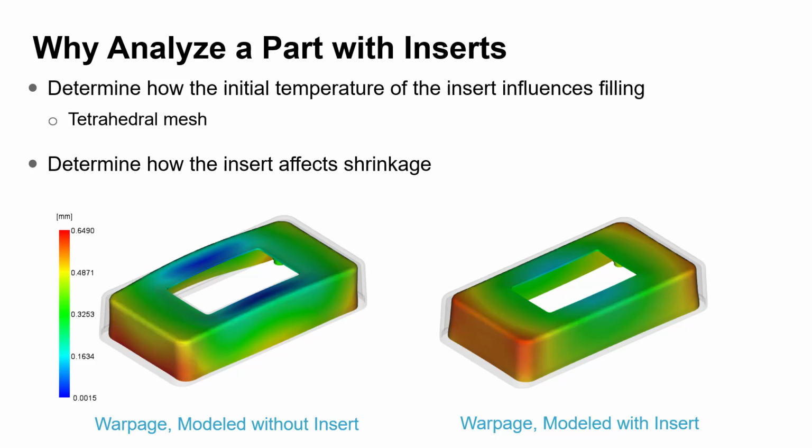You can see over here, the first part without the insert is showing a bending, and with the insert it's comparatively flatter, or I would say the magnitude is much lesser. In this case, if questions are being asked how we define the contacts, they are completely bonded contacts between the insert and the overmolded part.